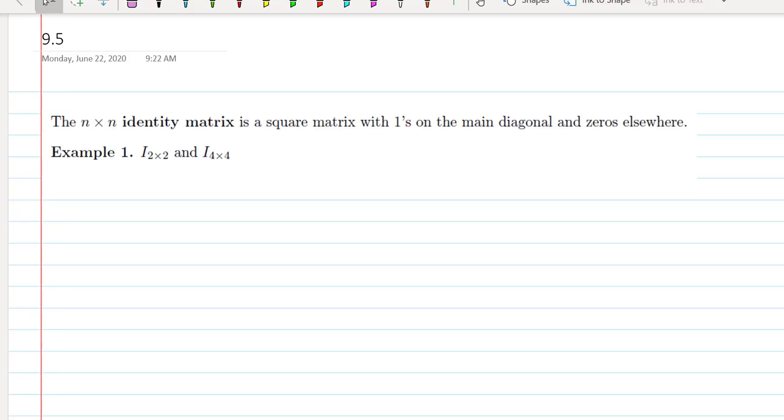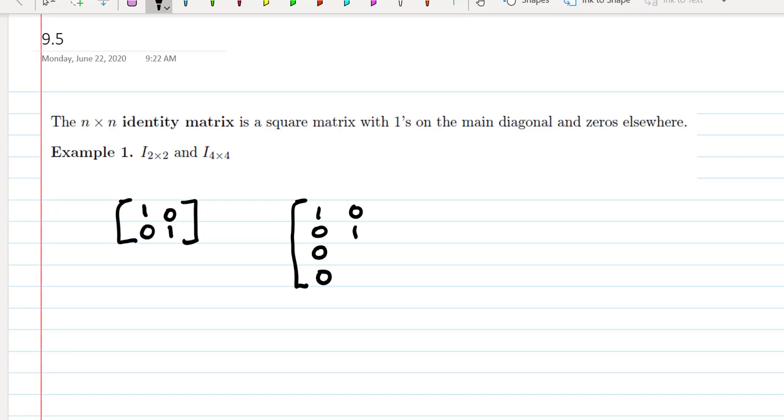So the n by n identity matrix is a square matrix with ones along the main diagonal and zeros elsewhere. For example, the 2 by 2 identity matrix would have ones on the main diagonal and zeros everywhere else. The 4 by 4 identity matrix would have 4 rows and 4 columns, with ones along the main diagonal and zeros everywhere else. So that would be an example of the 4 by 4 identity matrix.